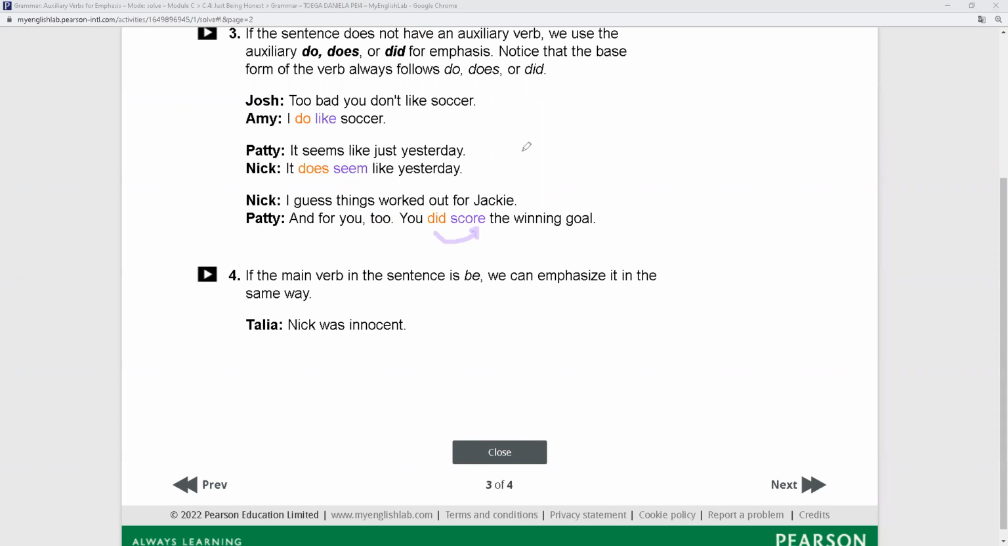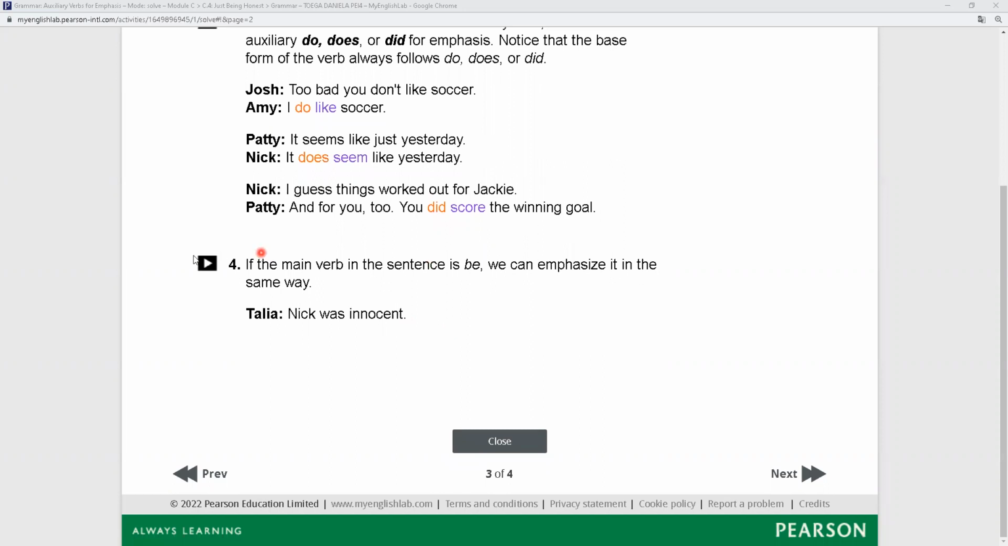I guess things worked out for Jackie and for you too. Puedo decir, you scored the winning goal. Ok, no hay ningún problema. Y incluso puedo darle un poco más de entonación para darle importancia. You scored the winning goal. Ok. Como también puedo utilizar el verbo enfatizador. Ambos están bien, no hay ningún problema. All right. Súper. All right, let's see number 4.